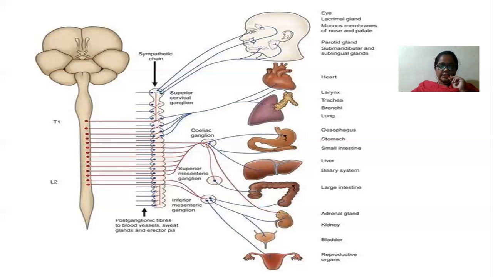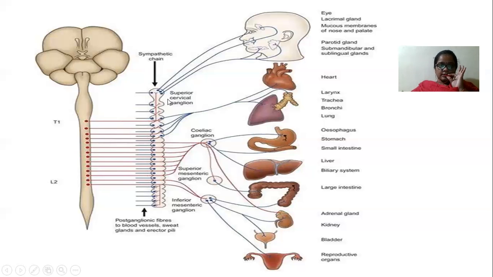The sympathetic trunk ganglion is present on either side of the vertebral column, in a vertical row. And this sympathetic trunk ganglion is again divided into three portions.